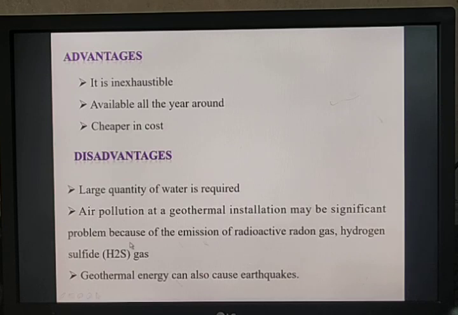In a geothermal power plant the power generation is less and a large quantity of water is required. We want to inject the borewell, and for the cooling tower the water is required. Compared to the remaining renewable energy sources, a large amount of water is required to generate the power in geothermal power plants. And air pollution at a geothermal power plant is one of the drawbacks. There is emission of radioactive radon gases and hydrogen sulfide, H2S gas, is released. This is the drawback of the geothermal power plant.